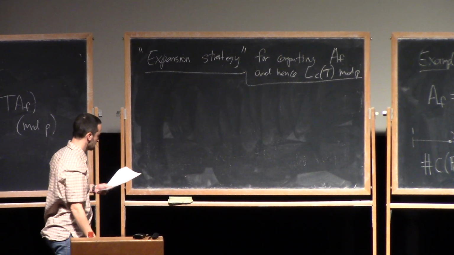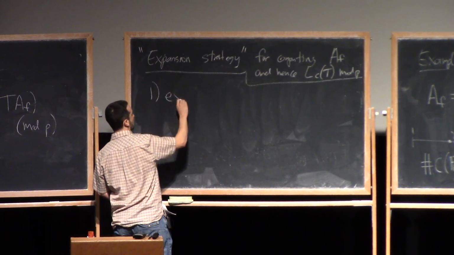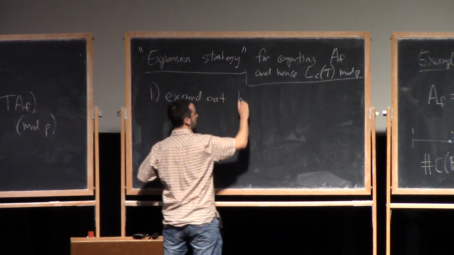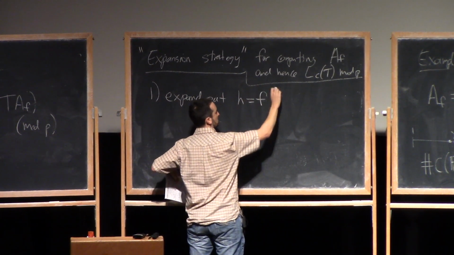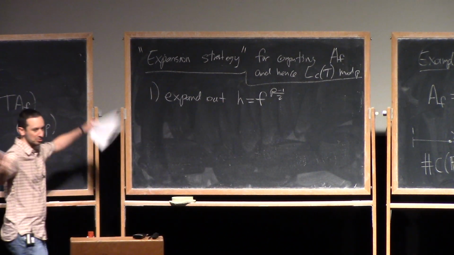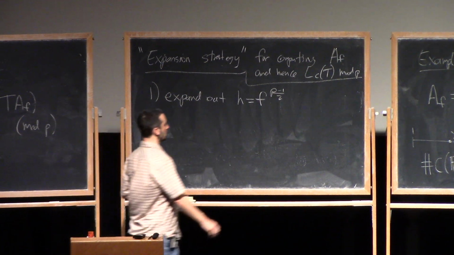Okay, so it's very simple. The first step is we're going to expand out h is f to the (p minus 1) over 2. We're just going to compute this polynomial, and we need to analyze the complexity of that step.